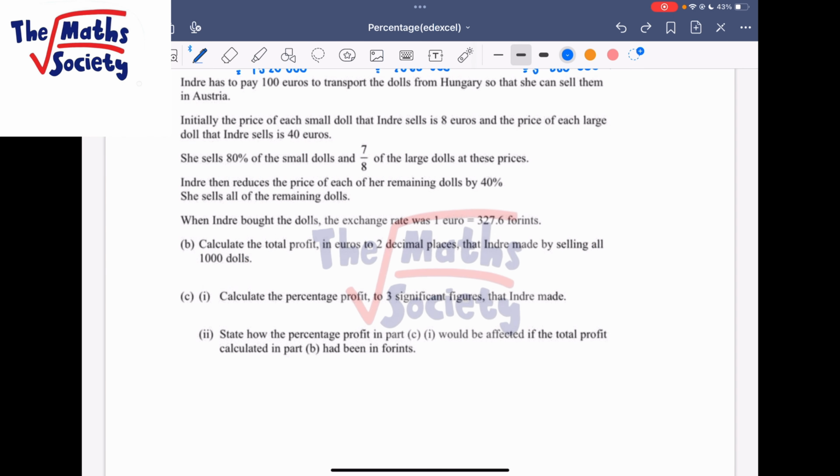Okay, so it says that Indra has to pay 100 euros to transport the dolls from Hungary so she can sell them in Austria. Initially, the small price is 8 euros, large is 40 euros. She sold 80% of the small dolls and 7 by 8 of the large dolls at these prices, and then reduced the price by 40%, and she sold all of the remaining. When she bought the dolls, the exchange rate was 1 euro equals 327.6 forints, and we just need to calculate the total profit in euros to 2 decimal places that she made by selling these 1,000 dolls.